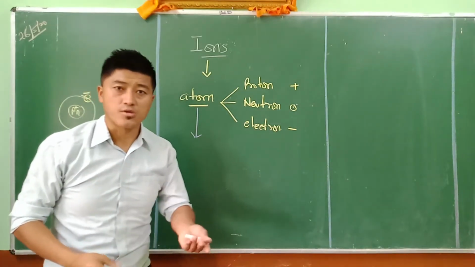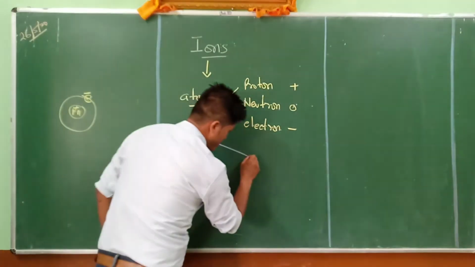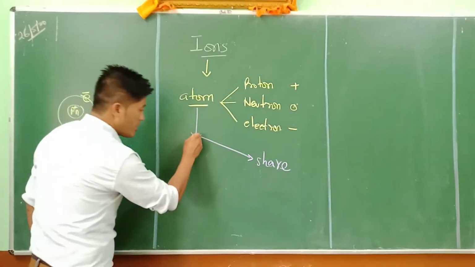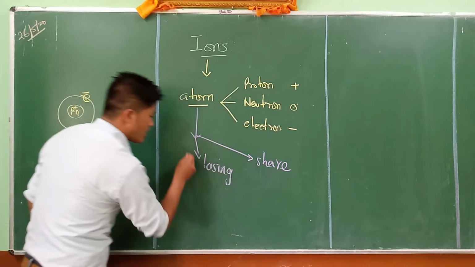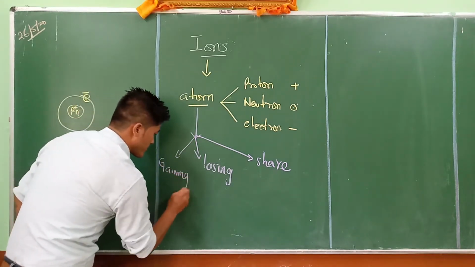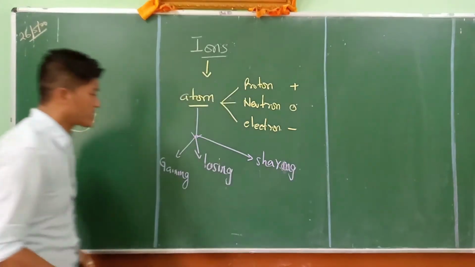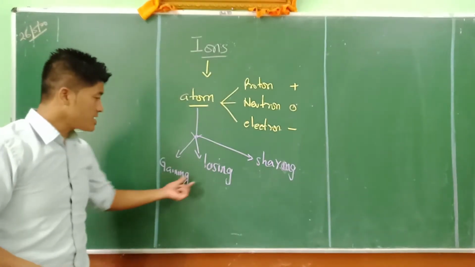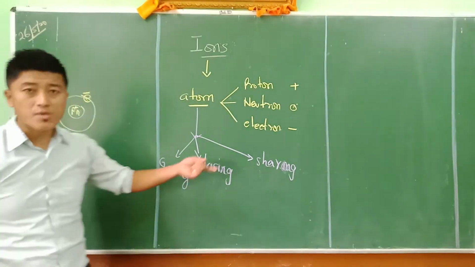How do they make connections? They make connections in 3 different ways: number 1 is by sharing, number 2 is by losing, and number 3 is by gaining. So we know that atoms make connections with other atoms by gaining, losing and sharing. What are they going to gain, what are they going to lose, what are they going to share?